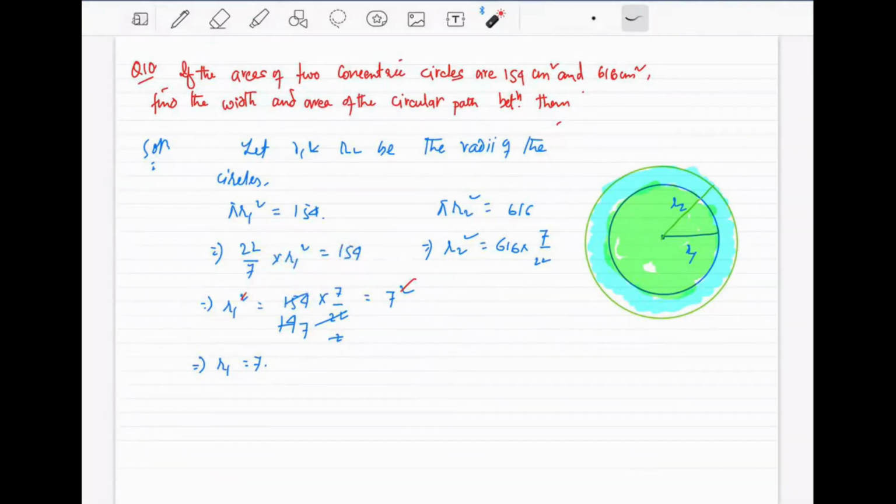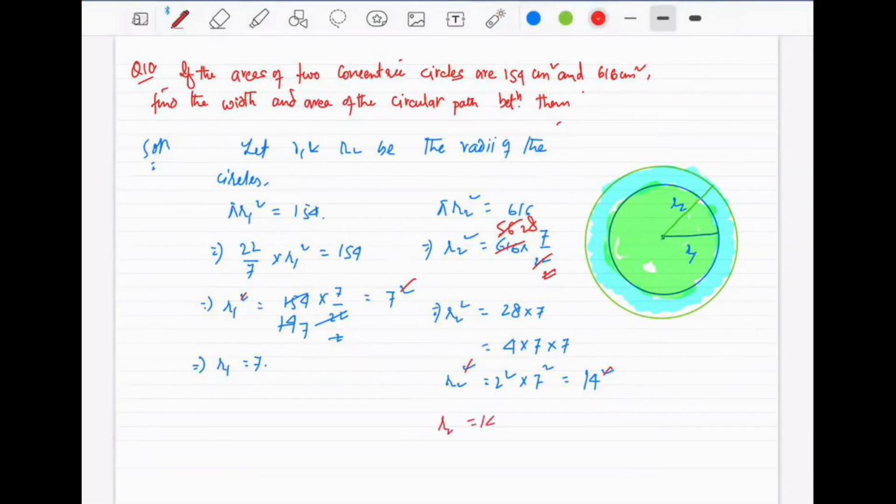So you cancel them. 11 twos are 22, and 11 fives are 55, 11 sixes are 66. And you cancel again. So what value do we get then? We will get R2 square is equal to 28 into 7. 28 I can break down into 4 into 7, into 7. 4 is 2 square, right? 7 into 7, we will put it as 7 square. And the final value will be 14 square. So R2 square is this much. We make it into a square and then we cancel the square. So R2 is equal to 14.